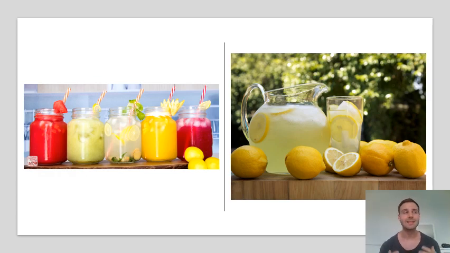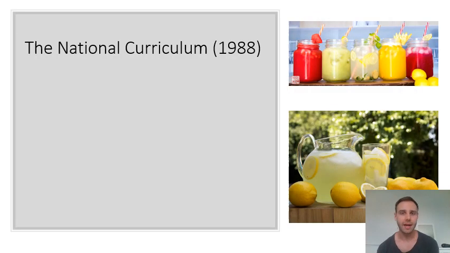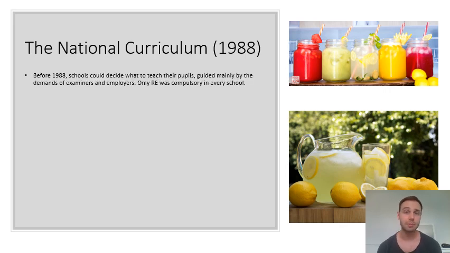Okay, this is the kind of logic that was behind the national curriculum. The national curriculum was introduced in 1988. And before the national curriculum came along, schools were able to decide what they taught their pupils based on what they thought was best. And this was guided a little bit by the examiners and a bit by employers and industry. But really, schools had quite a lot of freedom about what they would teach their pupils. The only subject that was compulsory across every school was RE, big up for RE. But that was a completely different time to what we're used to now.